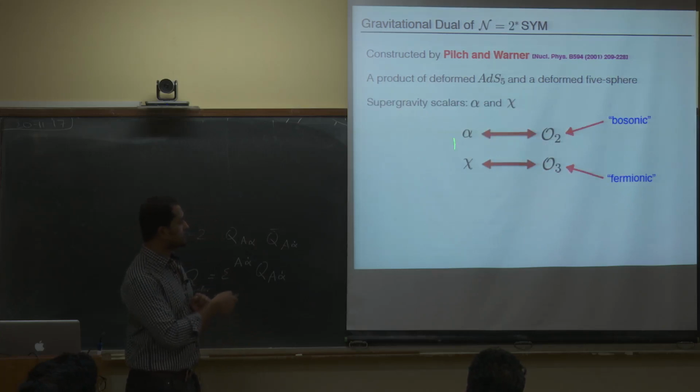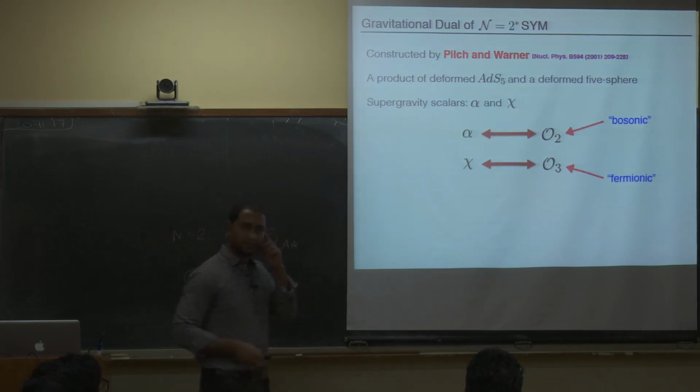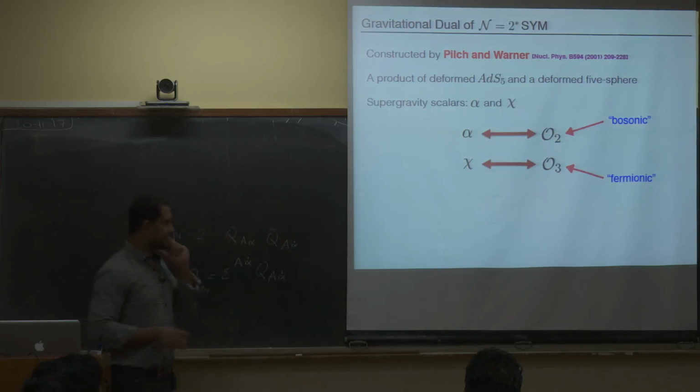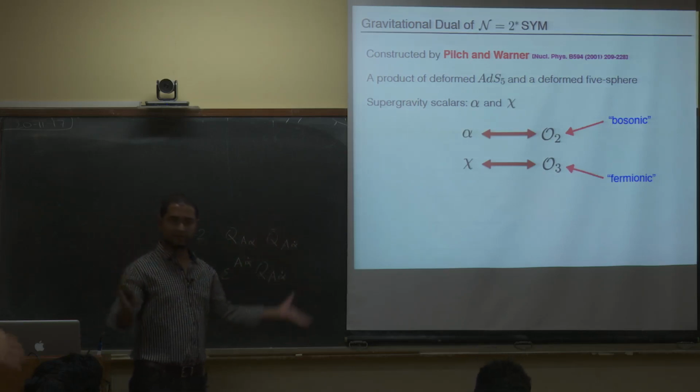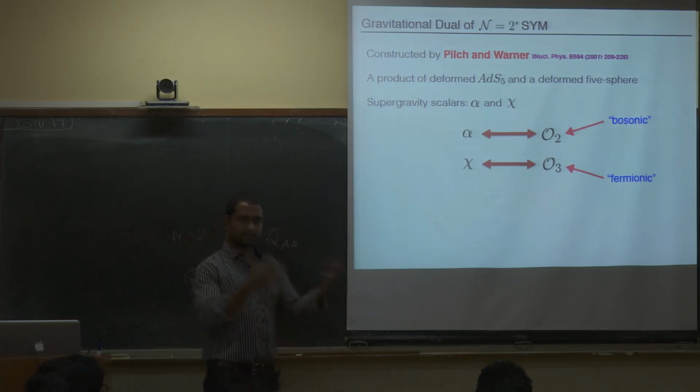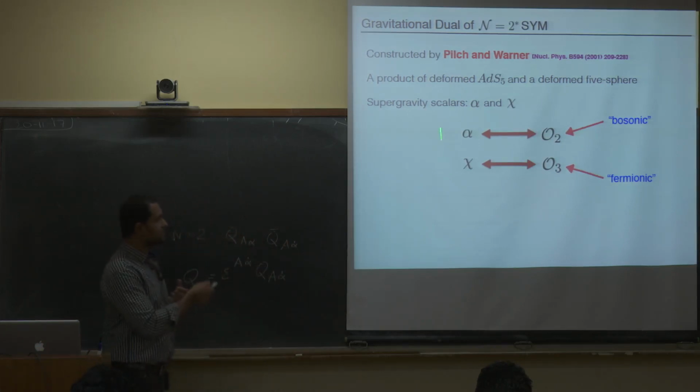There are two supergravity scalars. This is coming from N=8 gauged supergravity in 5D, and we can add various scalars to deform this solution and to get various gauge theories on the boundary. We can add two scalars. They correspond to these operators I mentioned, O2 and O3, in N=2 star. One is bosonic and the other is fermionic, in quotes.